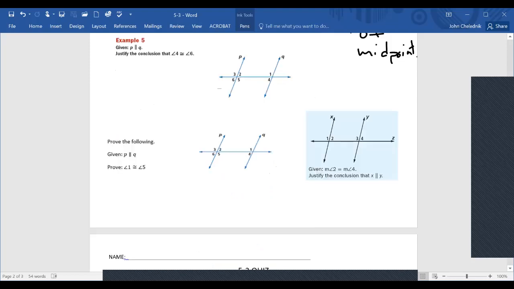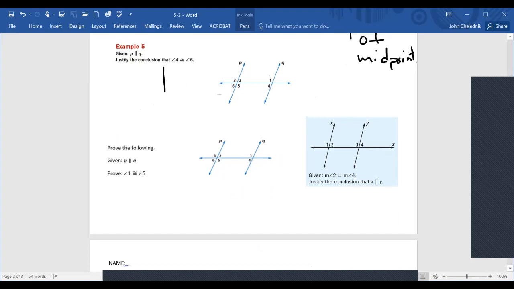Now we're on example 5. It says, given P is parallel to Q, okay, so these are parallel. I'm going to put arrows on there to indicate that they are parallel. That's what the arrows mean. It says, justify the conclusion that angle 4 is congruent to angle 6. All right, so we know that P is parallel to Q because it's given. Why would angle 4 be congruent to angle 6? Well, those are corresponding angles.